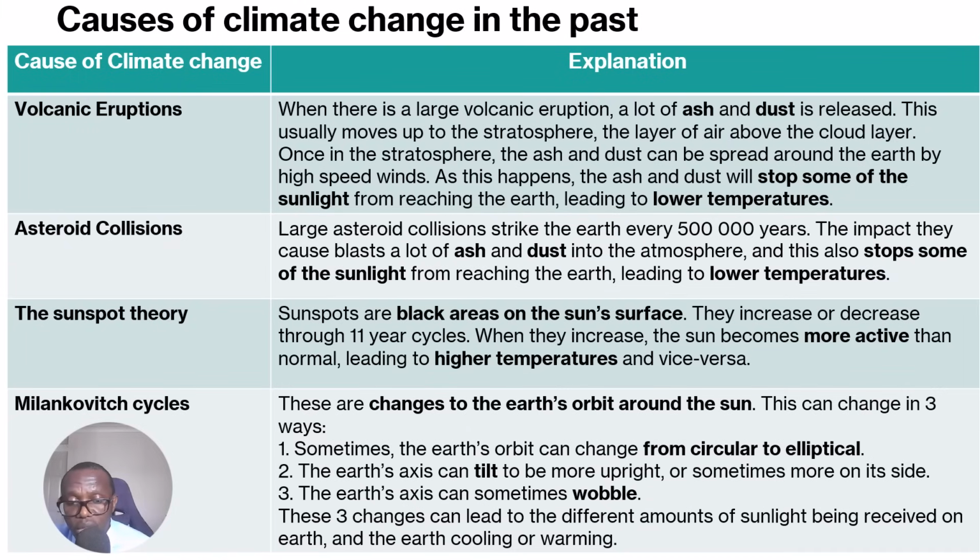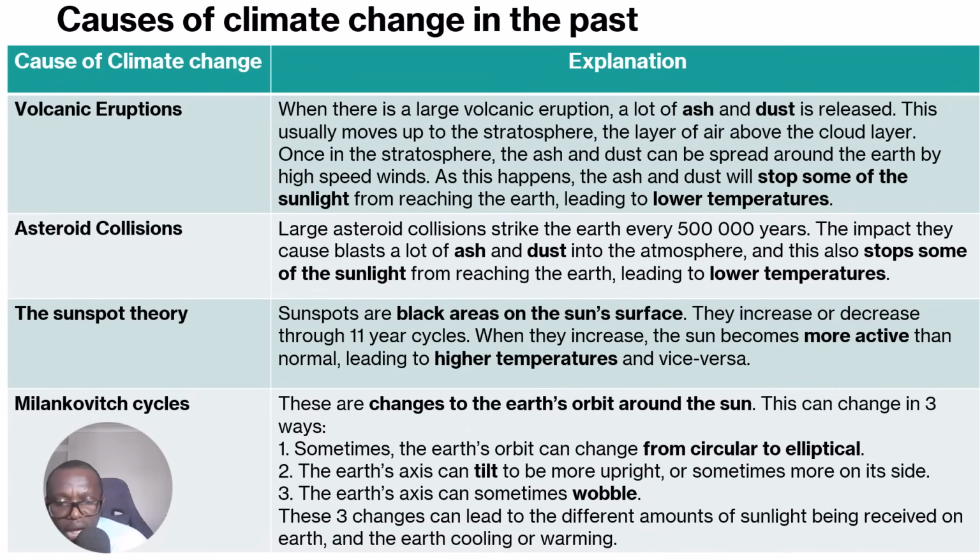Then the second way within the Milankovitch cycles is that the Earth's axis can tilt. So it can tilt from being more upright to being more on its side. And when this happens, some areas are going to be either farther away or closer to the sun, and as a result, you'll have either cooler conditions or warmer conditions.